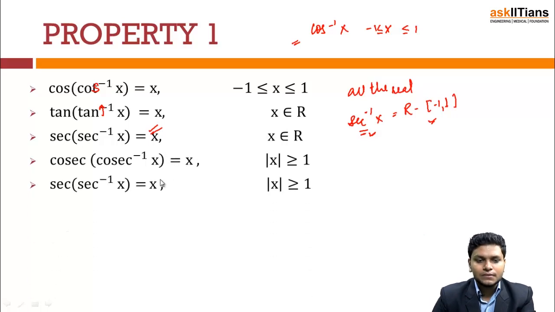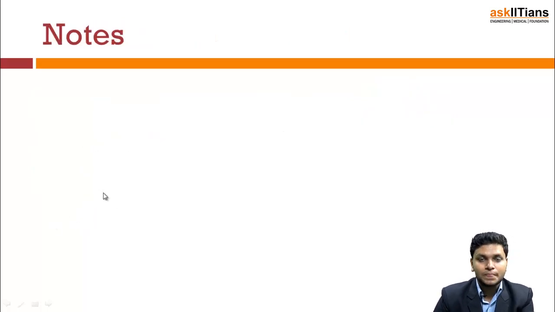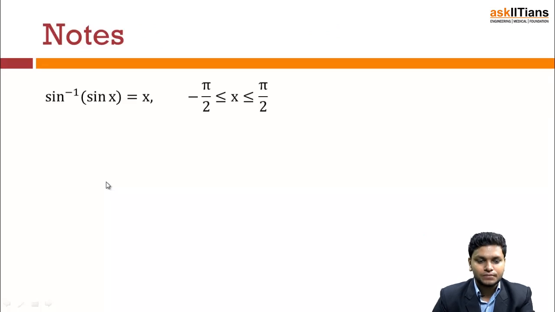Moving further, sec inverse x is equal to x, where mod of x is greater than 1. So this is what the properties will come about and give us a reflection of how multiple functions can be used in inverse trigonometric functions. There are some notes which we must cater to. Sin inverse of sin x is equal to x when x is only from -π/2 to π/2.